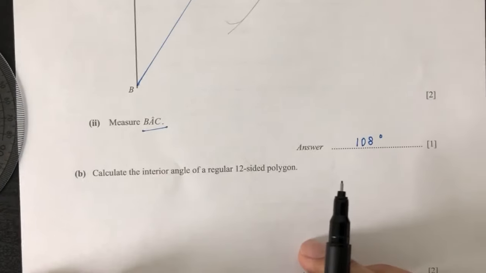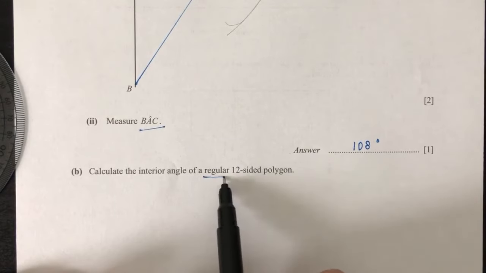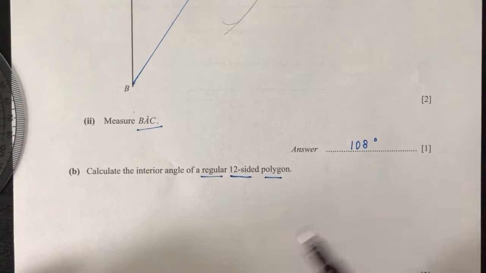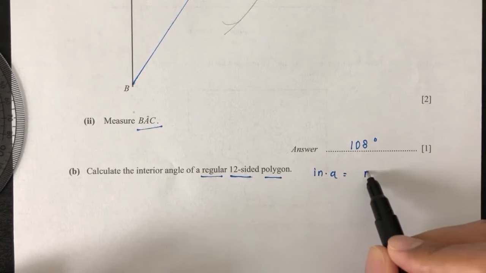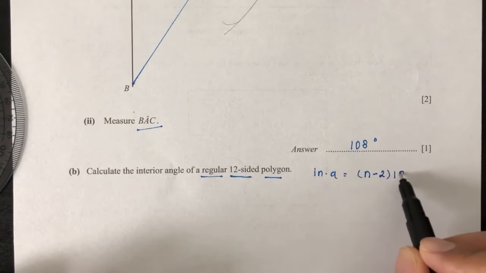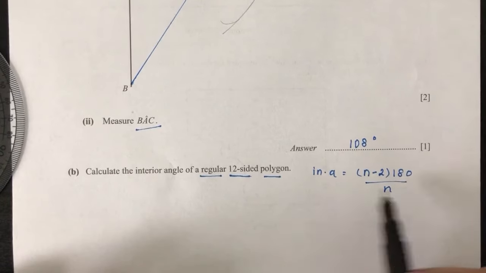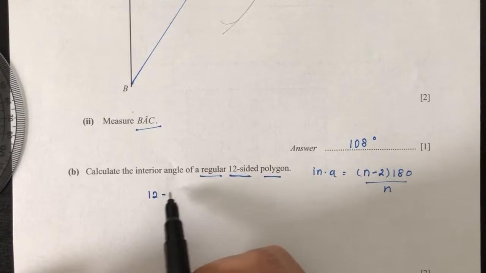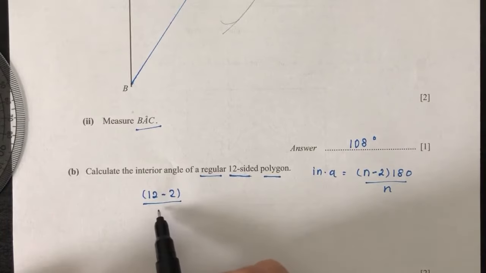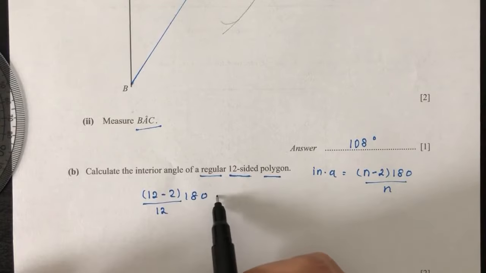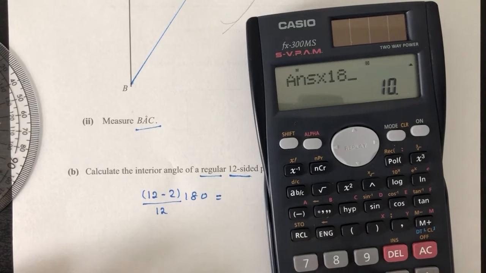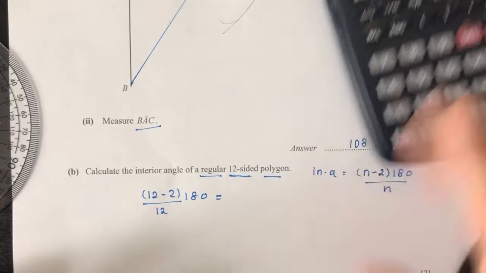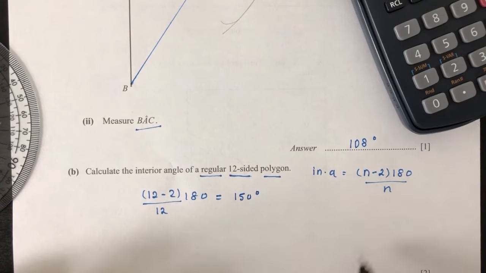Now, part B, calculate the interior angle of a regular 12-sided polygon. So we have to use a formula here. Interior angle equals n minus 2 times 180 divided by n, where n is the number of sides. So 12 sides will be 12 minus 2 divided by 12 times 180. So we have 12 minus 2, which is 10, times 180 divided by 12. That will be 150. So the size of the angle will be 150 degrees.